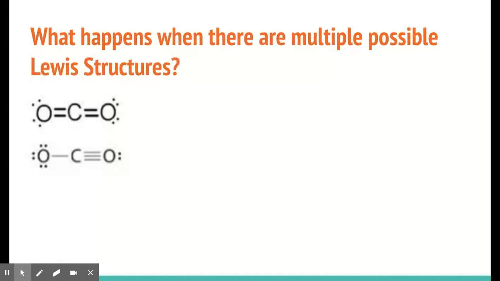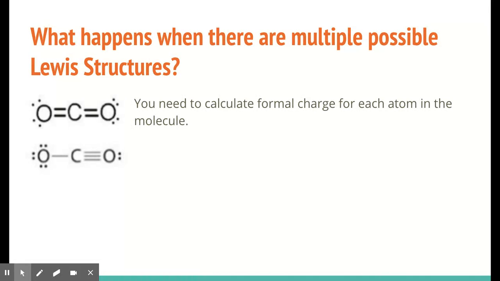So, what happens when there are multiple possible Lewis structures? Those first two are potential Lewis structures for CO2. When you have these multiple different Lewis structures, you need to calculate the formal charge for each atom in the molecule. So for CO2, you would do the formal charge of the leftmost oxygen, the carbon, and then the rightmost oxygen.